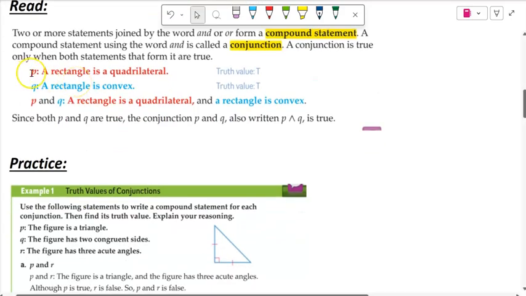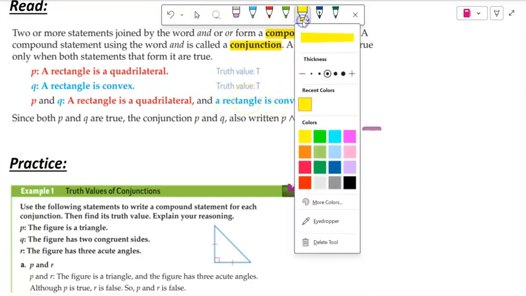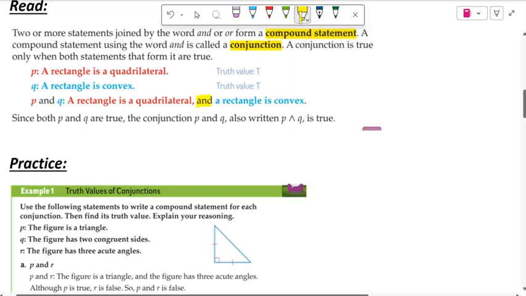So if we've got statement P, a rectangle is a quadrilateral. What does that mean? Quadrilateral? Has 4 sides. Q, a rectangle is convex. Then P and Q is the conjunction of these two statements. A rectangle is a quadrilateral and a rectangle is convex. And you can see the book literally just adds the word and in between the two statements. It copies those two statements verbatim, meaning exactly as they're written.